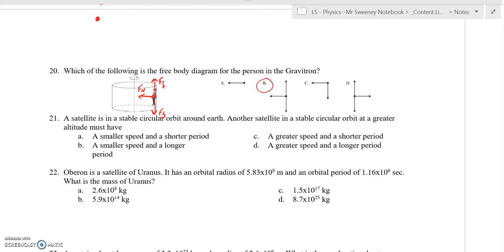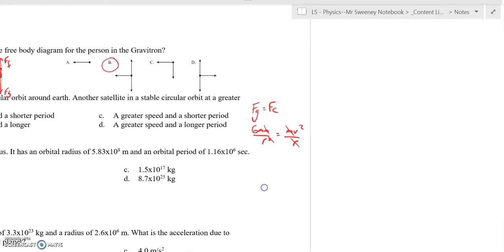21. A satellite is in stable circular orbit around the Earth. Another satellite is in orbit at greater altitude. What do we know about the speeds and period? Well, first of all, for any satellite, the centripetal force is the force of gravity. So, GMm over r squared equals mv squared over r. One of the r's cancels out. Mass of the Earth, mass of the satellite cancels out.